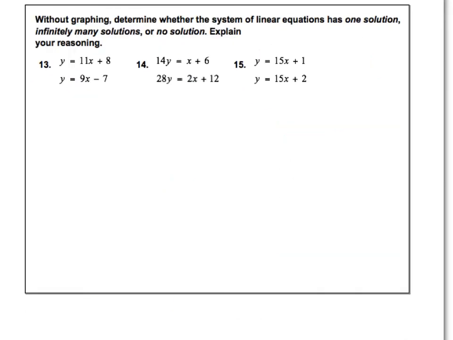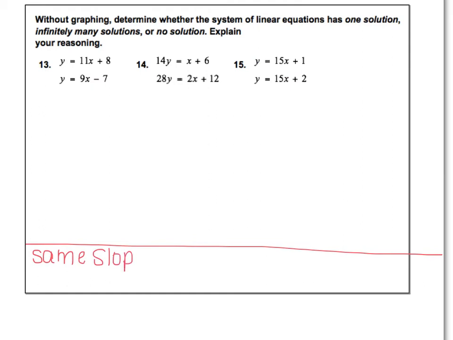On problems 13, 14, and 15, there are quick ways to do this, and then there are not so quick ways to do this. So we have a couple rules. I'm going to write them at the bottom. The first rule is if two equations have the same slope, then they are going to be parallel lines, which means they are never going to cross. That means there would be no solution, because we're looking for a solution as to where the lines cross.